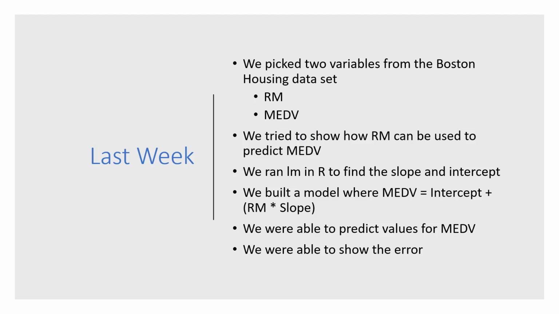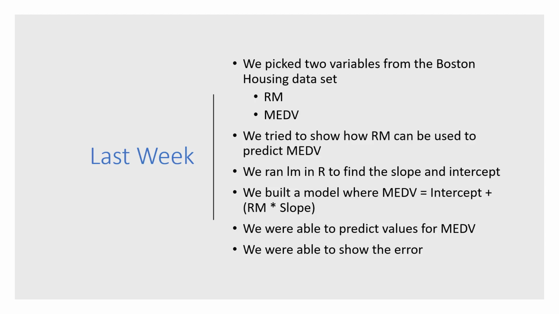Last week, we looked at a single variable linear regression model. We picked two variables from the Boston housing data set. The first one was RM, which was an indicator of the average number of rooms in a particular neighborhood. And the second one was MEDV, or median value, which was the median value of the homes in that neighborhood. So we tried to show how we could use the RM variable as a predictor for the median value variable that would be applicable to each specific neighborhood.